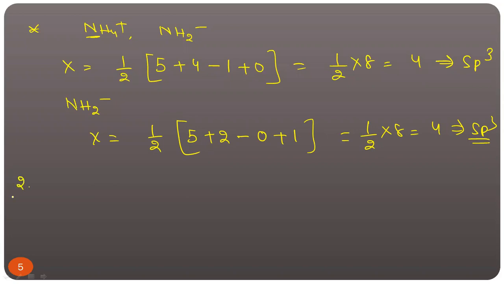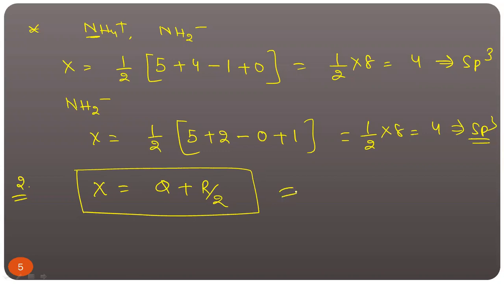Next, the second method. Now the second method is again x is equal to steric number, sometimes they tell q plus r by 2. What does it mean and how will you solve? Listen, a second method to find out the hybridization. Suppose they ask you to find out the hybridization of CH4. Write down. First of all, count all the valence electron. We know carbon has valence electron 4 and hydrogen has valence electron 1. Hydrogen how many times? 4 times. So 1 into 4, that is 4, plus 4 is 8.